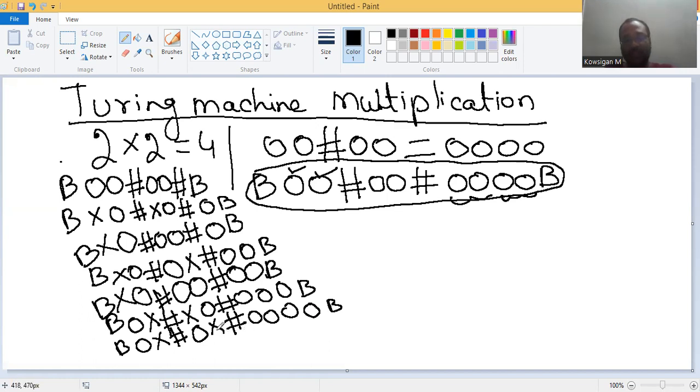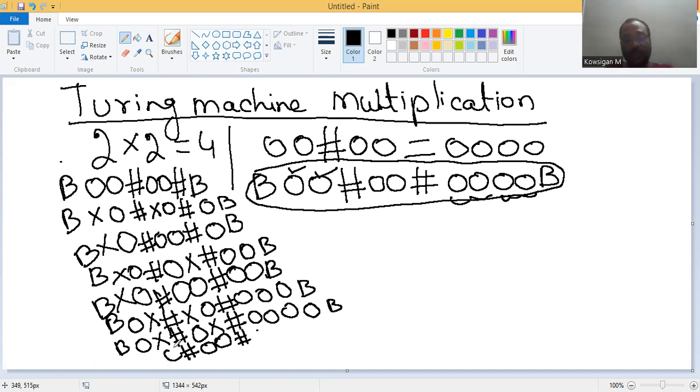So after reaching x, again replace this x with 0 because the operation of copying this 0 has been completed. So x has been again replaced with 0 and it is moving to the right hand side, hash. So after reaching the hash on the right hand side, we can conclude that no copy operation is required, because after the 0 only hash is there. So okay, again moving to the left hand side, until you are reaching the x, you have to move to the left hand side.